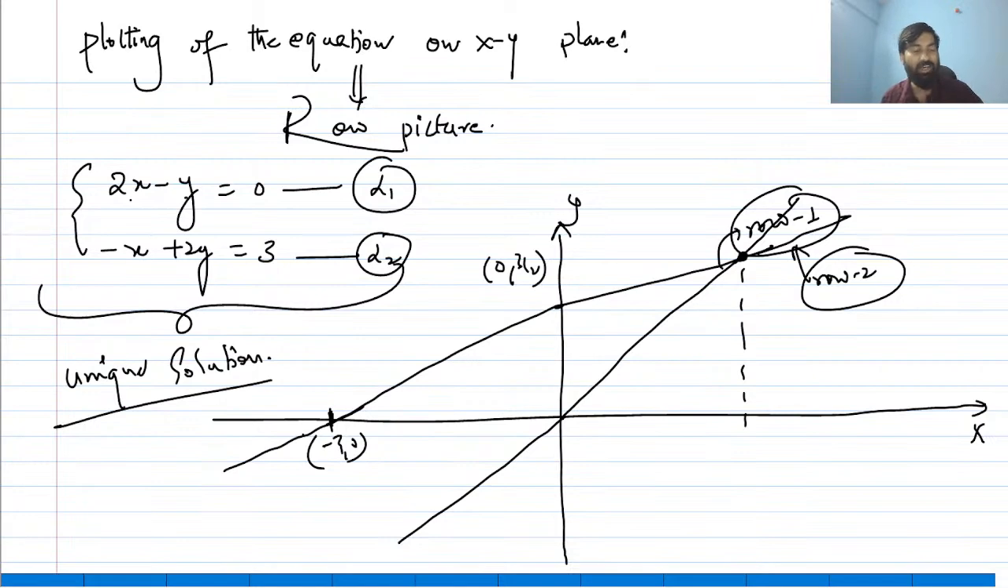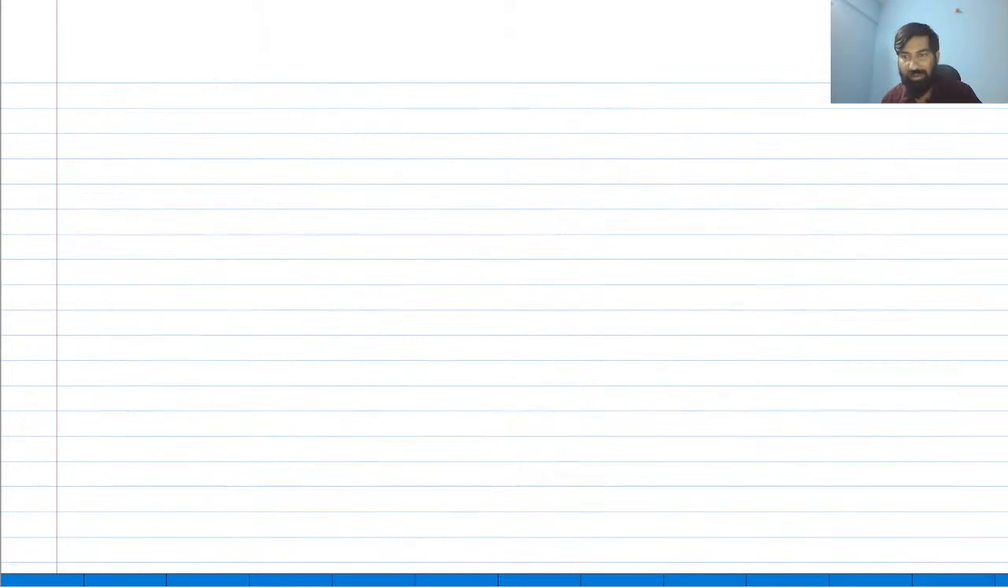So graphically, if they ask you in the interview, can you plot the row picture on the xy plane, or xyz plane? You can do it simply. You have two equations, you know how to plot the equations by finding two points, this point and this point. So this is known as the row picture, guys, and this is how we plot the rows on the xy plane.